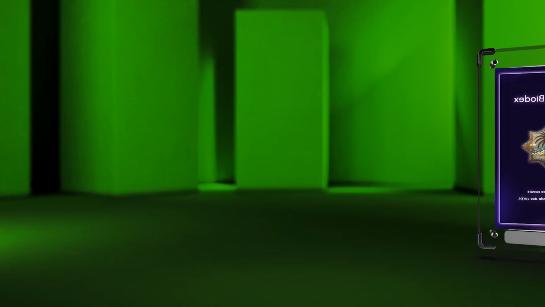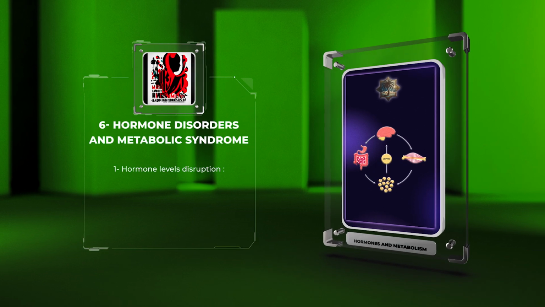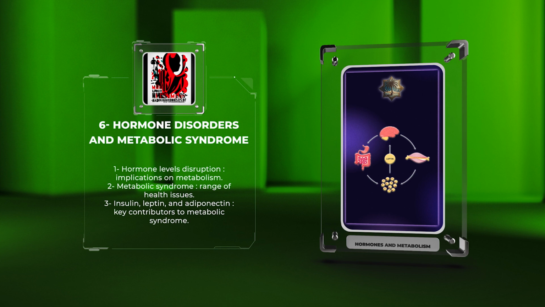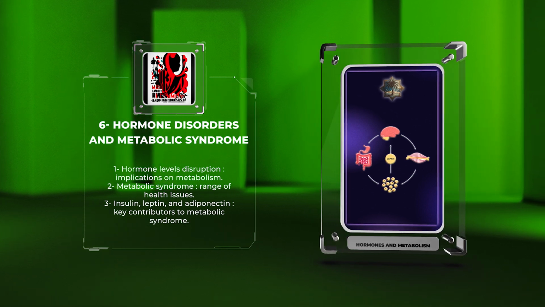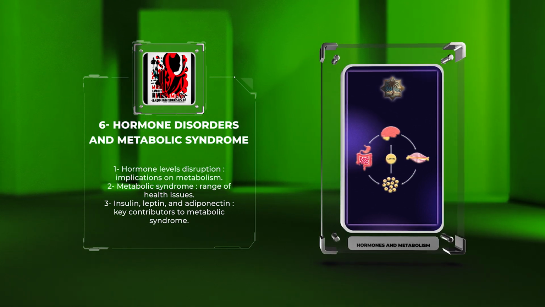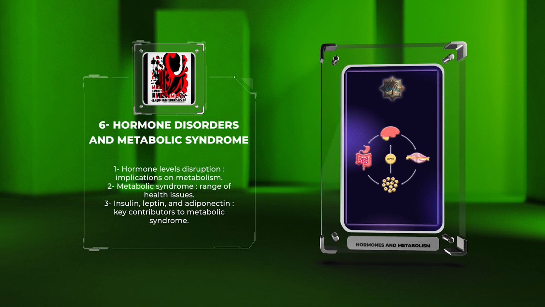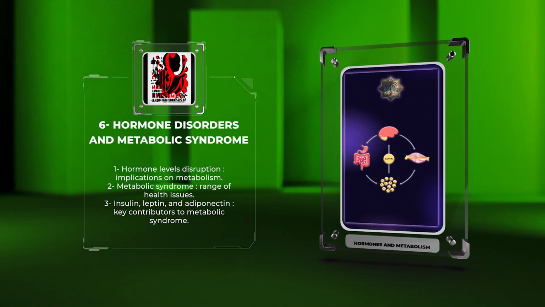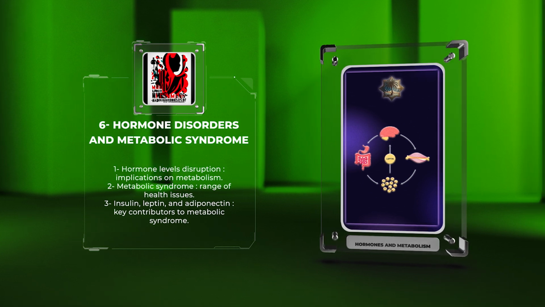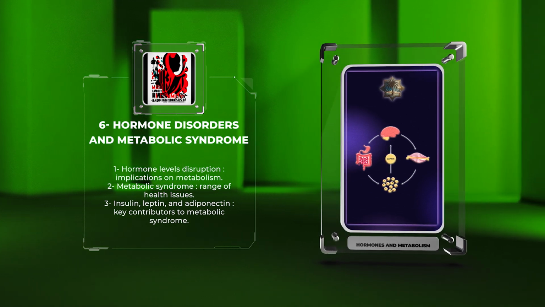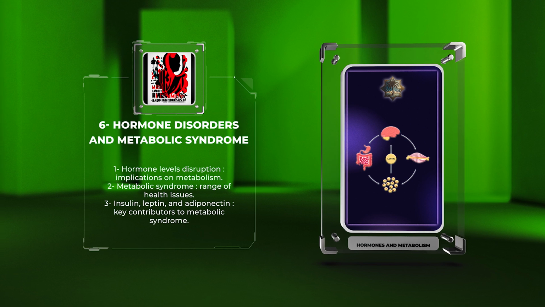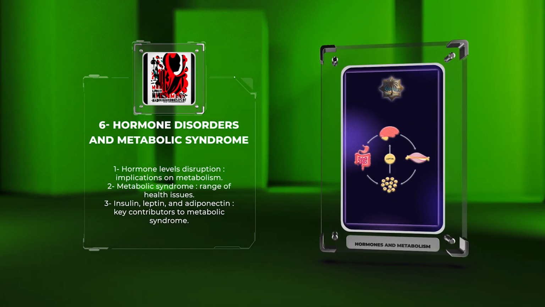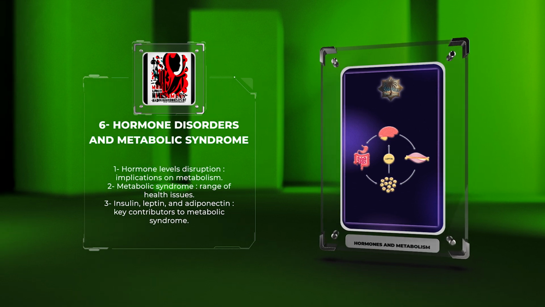This delicate hormonal balance plays a significant role in regulating our appetite and ensuring that our body's metabolic needs are met. When hormone levels become disrupted, it can have significant implications on metabolism and lead to various metabolic disorders, such as metabolic syndrome. This condition encompasses a range of health issues including type 2 diabetes, obesity, and dyslipidemia. Hormonal abnormalities, specifically affecting insulin, leptin, and adiponectin levels, have been identified as key contributors to the development and progression of metabolic syndrome. Understanding the intricate relationship between hormones and metabolism is crucial for diagnosing and managing these disorders effectively.